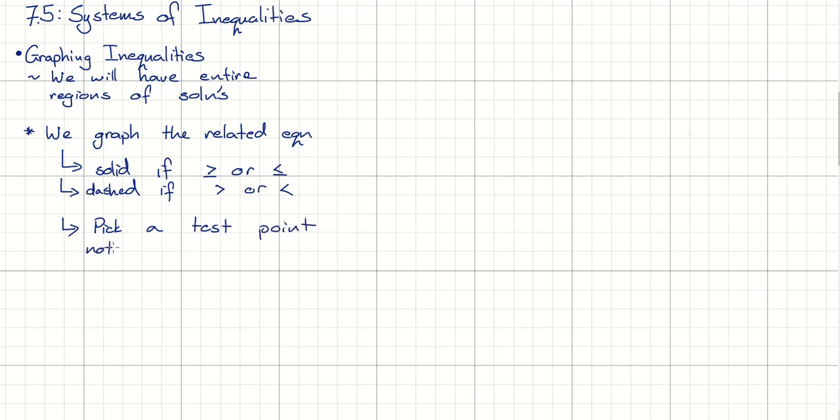Not on the graph. And when I say graph, what I mean very specifically is a graph of y equals f of x, or like your line or curve. Pick a point not on the graph to determine shading. Because when we graph inequalities, we shade literally half the plane. Shading. There we go. Okay.